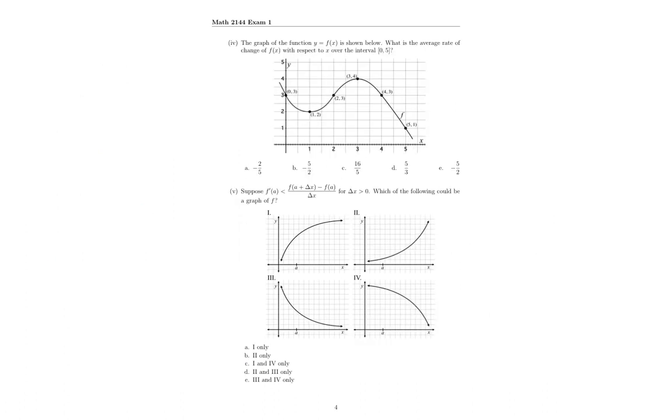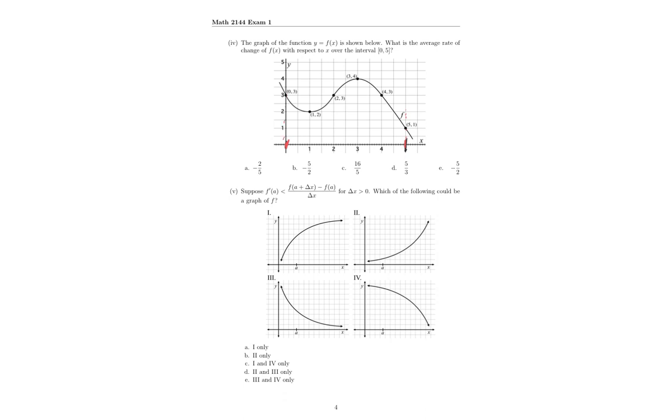All right, so now we're at part 4. The graph of the function is shown below. What is the average rate of change of f of x with respect to x over the interval 0 to 5? Well, we start here at 0, then we go over to 5. Let's get a different color here, maybe. Start here at 0, move over to 5.